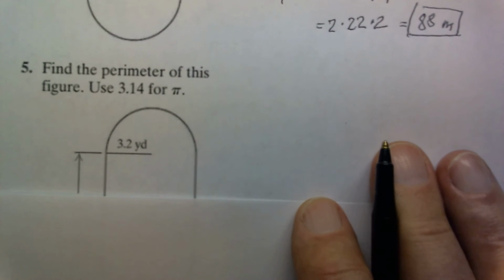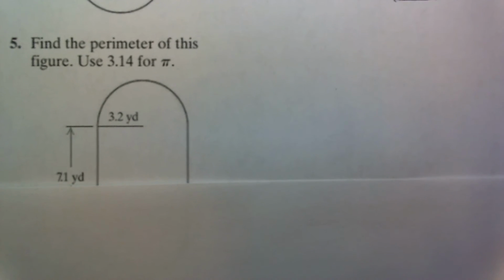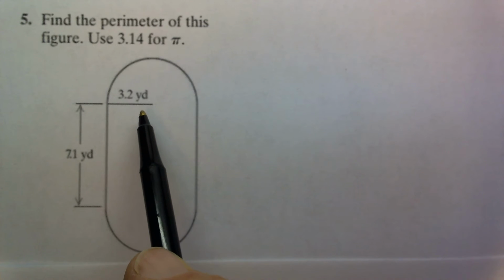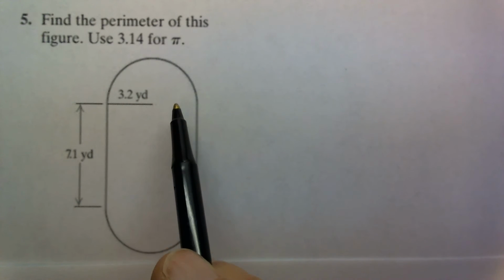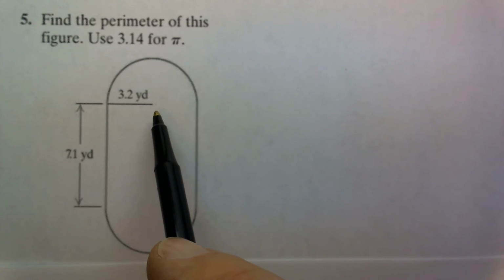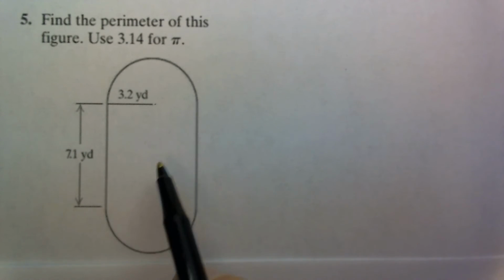Now the next exercise is about finding the perimeter of this figure, and use 3.14 for pi in this case. So how do we start? Well, we can think of this as the upper part being half a circle and the lower part being half a circle. So in other words, we have one circle with radius 3.2 yards, and then we have these two lengths here.